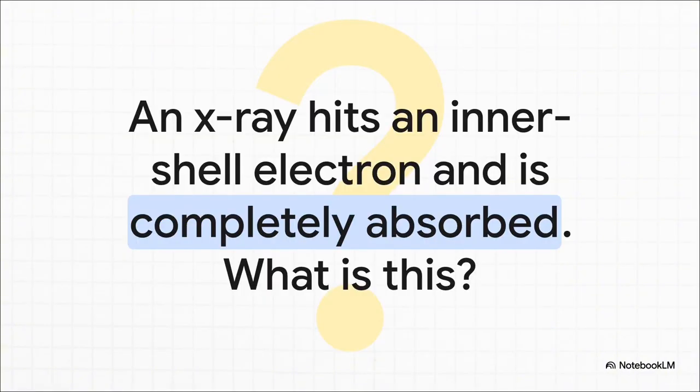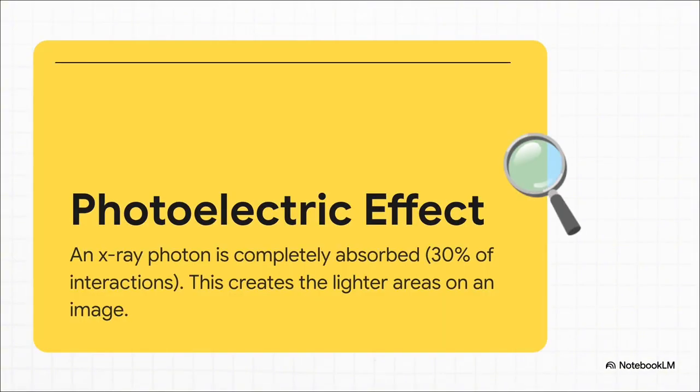And last one, what if the photon doesn't scatter at all? What if it makes a direct hit on a really tightly bound inner shell electron and transfers all of its energy, just completely vanishing in the process? That's the photoelectric effect, and it's the other critical interaction we need for a good image.